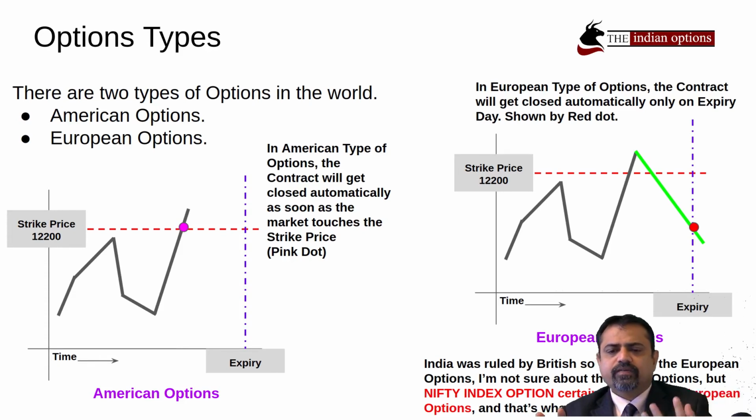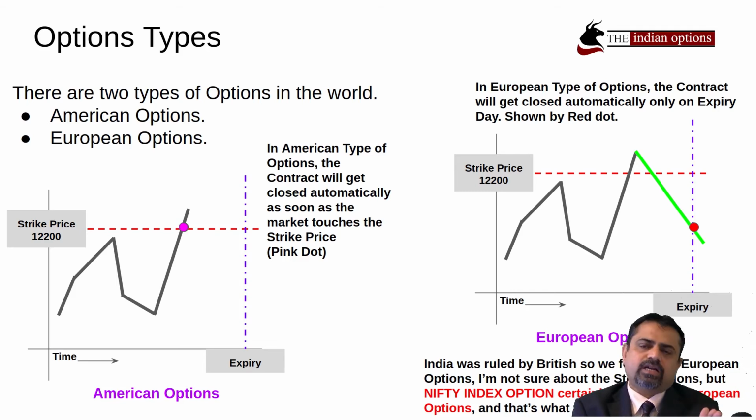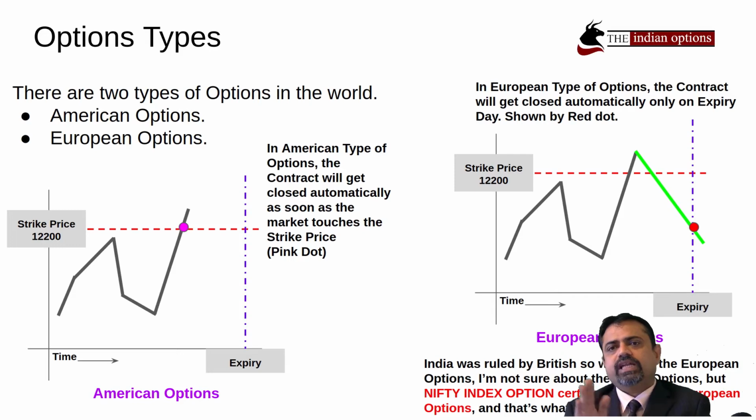So the only difference is that in American type of contracts, the contract gets executed as soon as the terms and conditions are met. It doesn't wait until the expiry. In the case of European options, it waits until expiry, or until somebody closes the contract. If you purposely close the contract, then of course it will get closed, but by default it will wait until the expiry to expire.